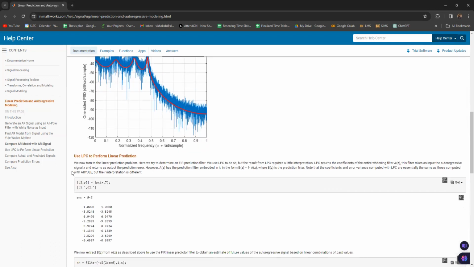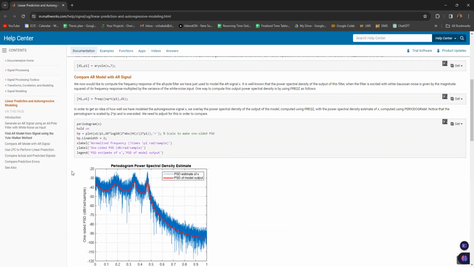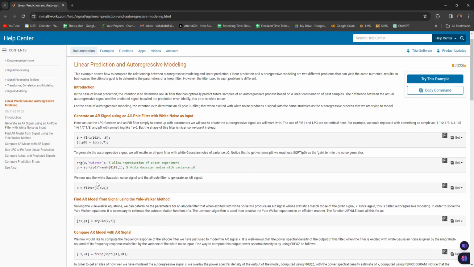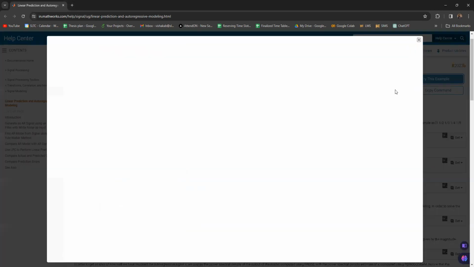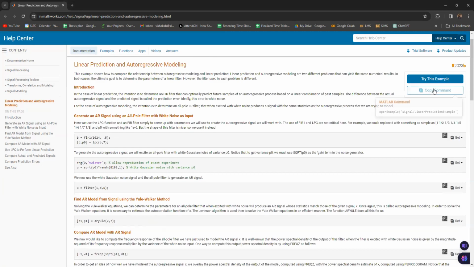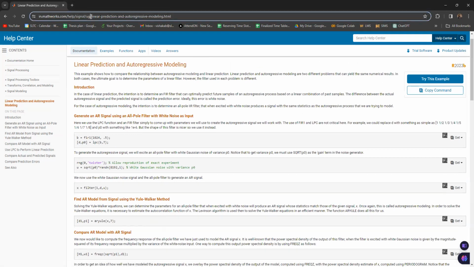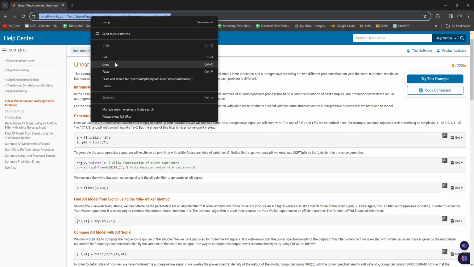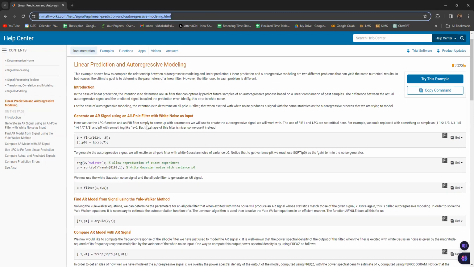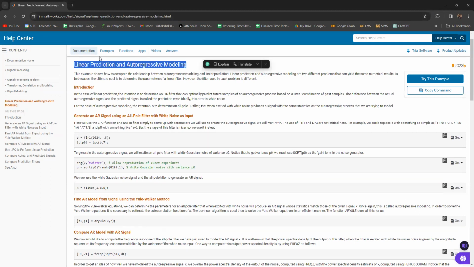So that's about it for the MATLAB simulations. If you require, you can read more on this by going to this link. If you prefer, you can go to this link. I will put this in the chat as well. Or else you can search this title on Google and you will get it: Linear prediction and autoregressive modeling in MATLAB.